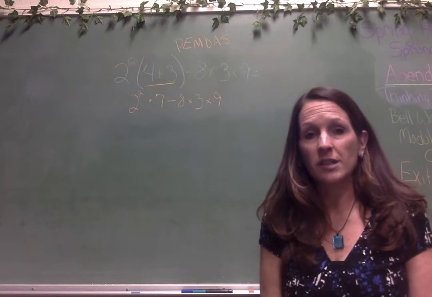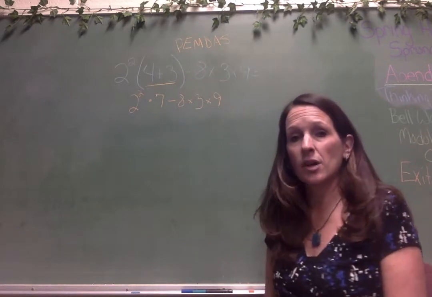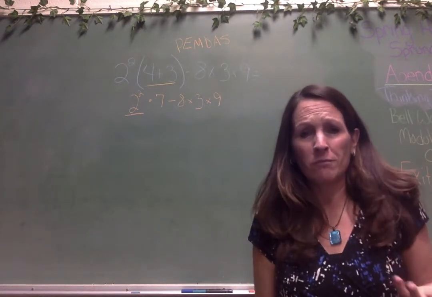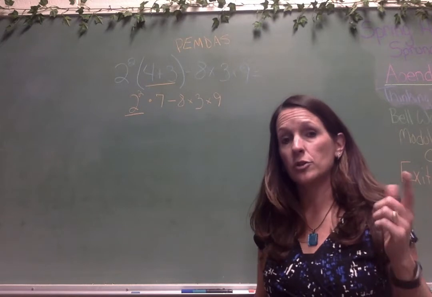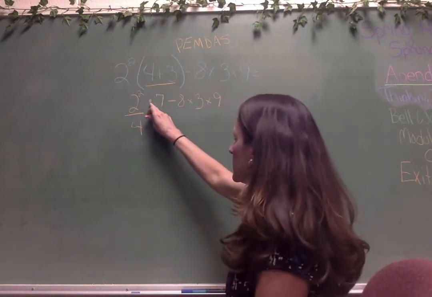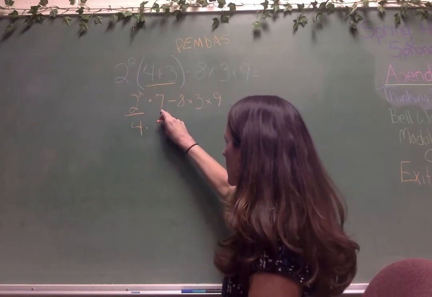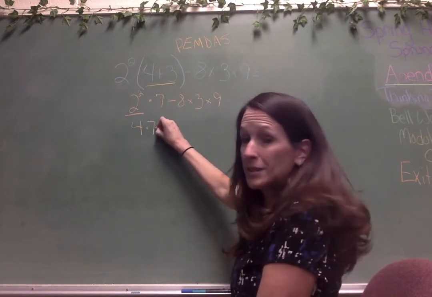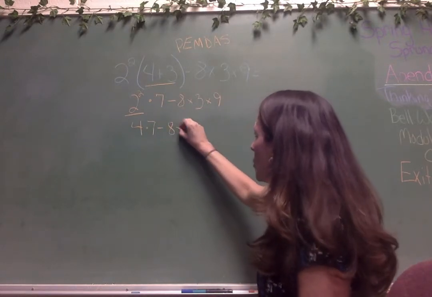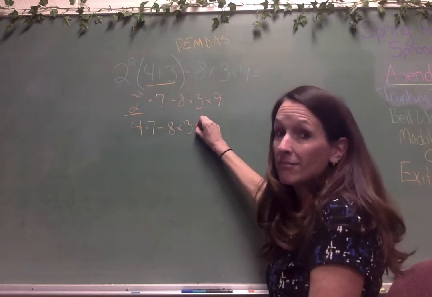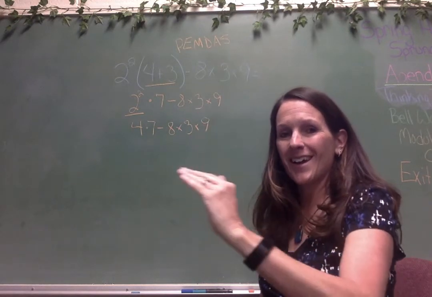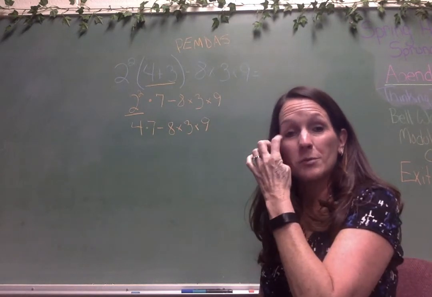Next, the order of operations tells me that I should do the exponents. So my exponent is 2 squared. Now, I already know what 2 squared is. If you don't, use your calculator because you're allowed to. But 2 squared, 2 times 2 is 4. I didn't mess with my multiplication. I didn't mess with my 7. I didn't mess with my subtraction. I didn't mess with my 8 or my multiply or my 3 or my multiply or my 9. I keep working. I start from the top and I keep going down, and it helps me keep track of the work that I'm doing.